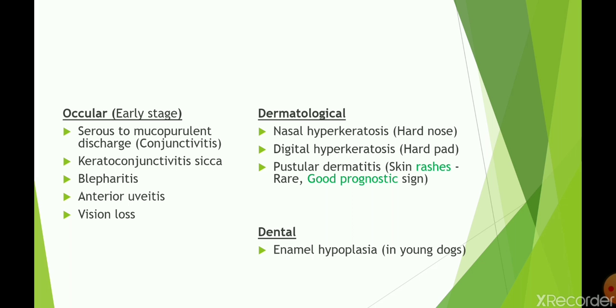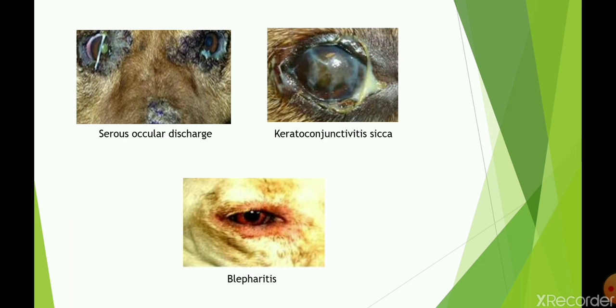And about the dental lesions, there will be enamel hypoplasia. This is because the virus affects the ameloblast cells of the teeth. The ameloblasts will be destroyed, therefore there won't be proper enamel deposition. So there will be pitting in the teeth, and there can be discoloration. Here you can see the serous ocular discharge from the eye.